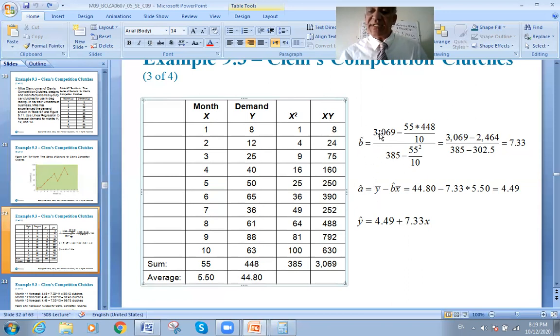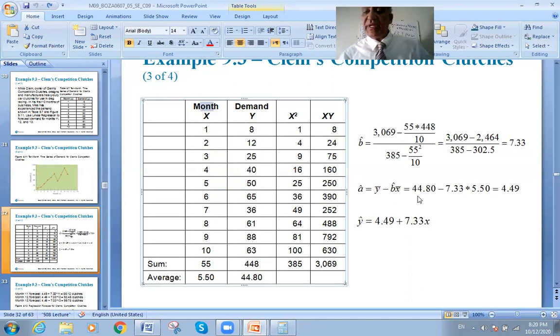So B hat equals summation of xy. Summation of xy is 3069, minus summation x times summation y. Here summation x is 55 and summation y is 448. What about the 10? Divided by 10. 10 is the number of the series because you have from 1 to 10, so you have 10 months. So you will divide by 10. This is the numerator.